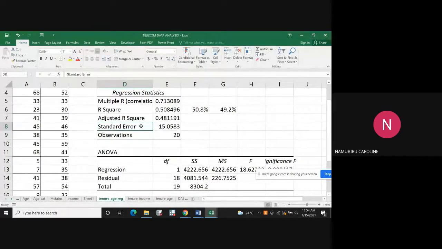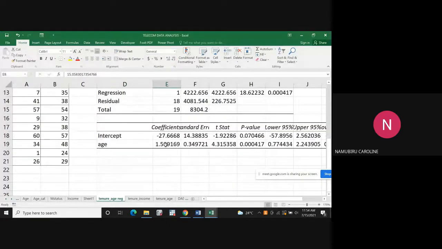So basically, we just compare it with the coefficient that we have, and then we can see, for example, here the standard error is 15, the coefficient is 1.5. We can see that the value of the coefficient is quite small.